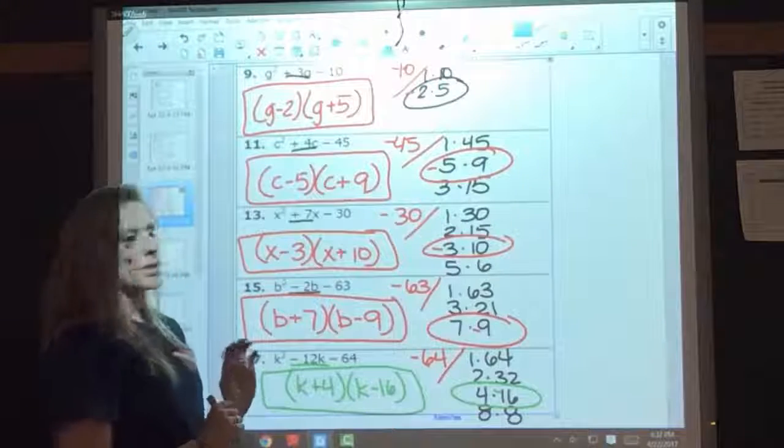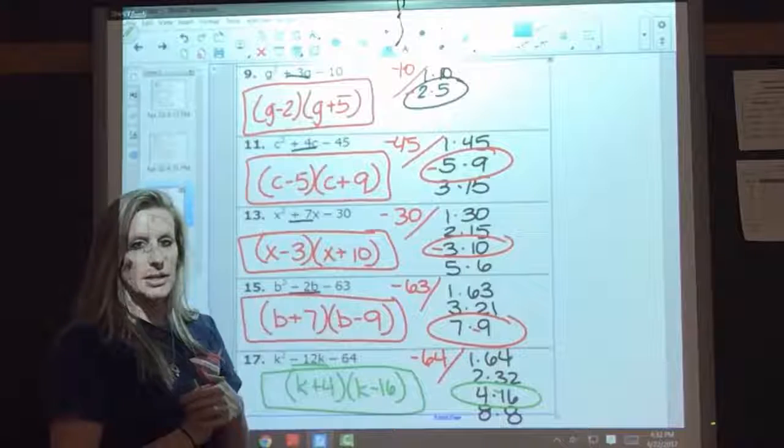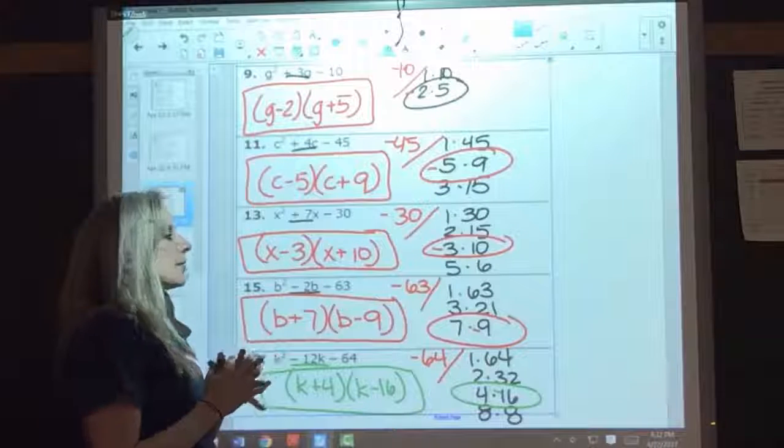Okay, now y'all are going to do the 5 on the right side. I'm going to give you a minute to do those, and then we'll check.